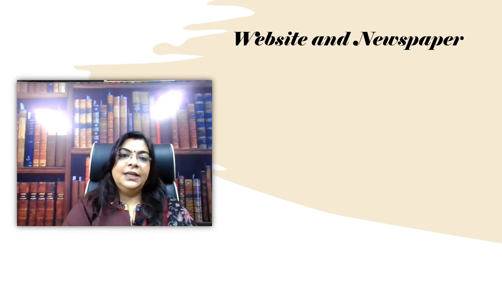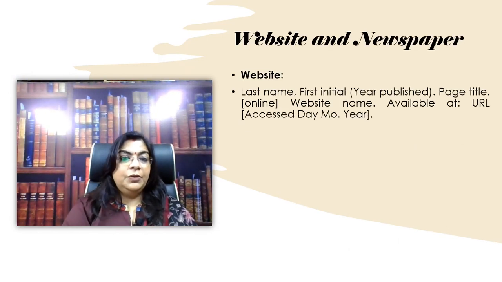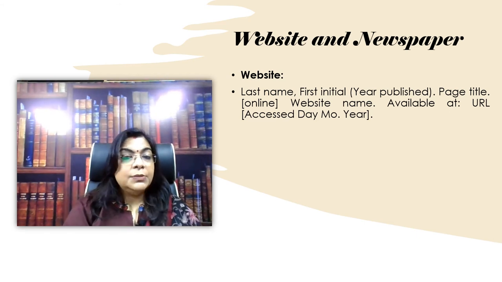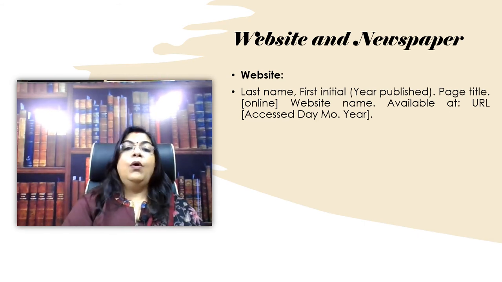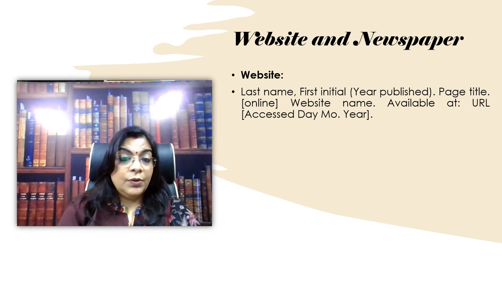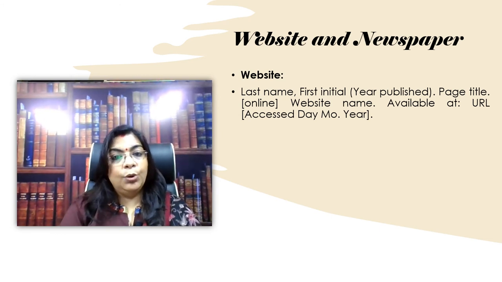Now, website and newspaper. If you have to quote a website, then again, the work of the person which is published online, then write the last name, then first initial, year of publication, page title, and you must write in brackets "online", because this particular research article or dissertation or blog, whatever you are quoting, is online. So after writing all the details, it is necessary that you write online.